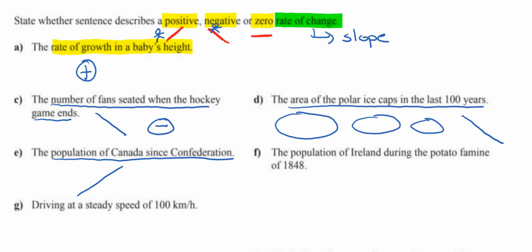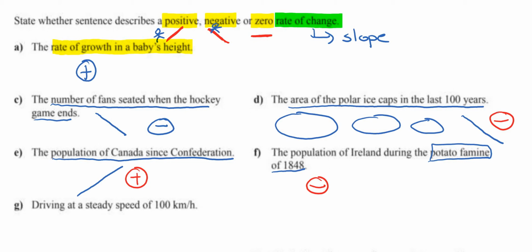For letter F, the population of Ireland during the potato famine of 1848. So famine means there weren't a lot of potatoes available. So if access to food wasn't really available, then the population of Ireland should be decreasing because I think people are dying, and the population just isn't growing without enough food. So this is a negative slope. So negative slope there, and letter E is a positive slope. And this was a negative slope.